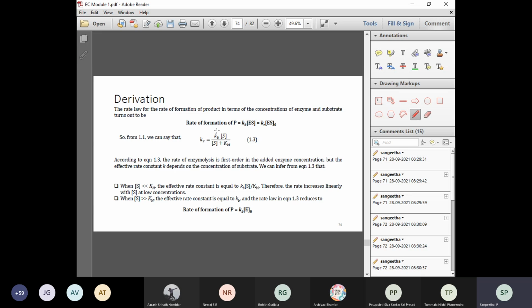The rate law for the rate of formation of product in terms of the concentration of enzyme as well as the substrate turns out to be this.